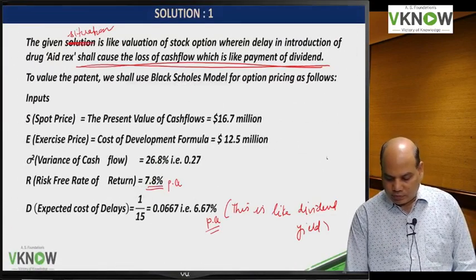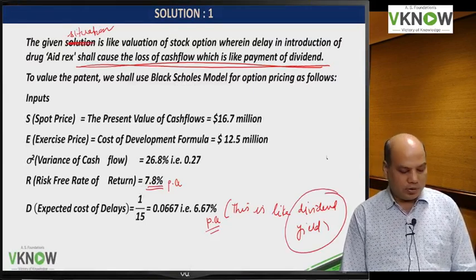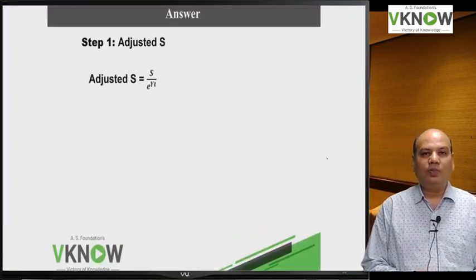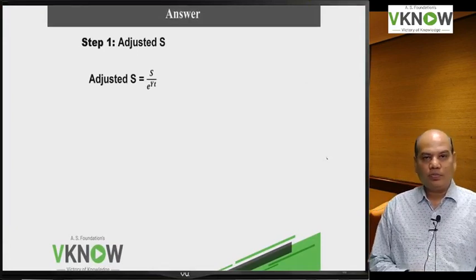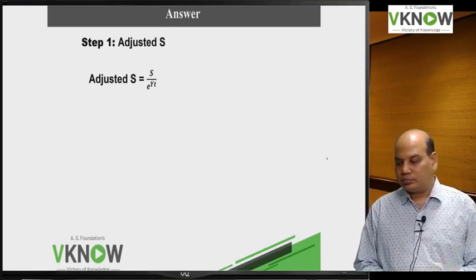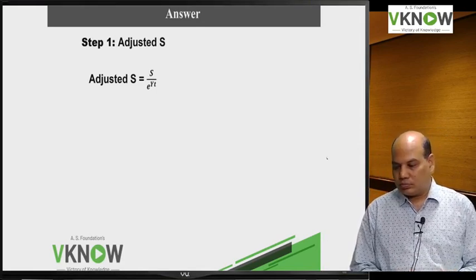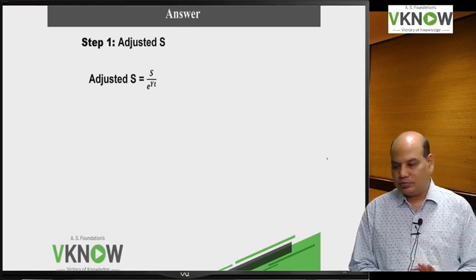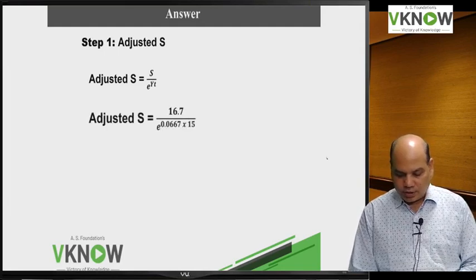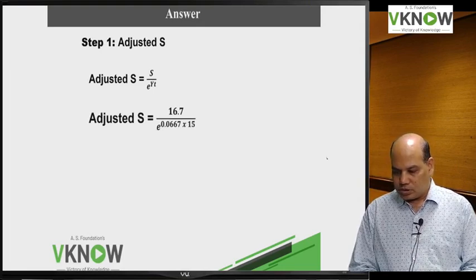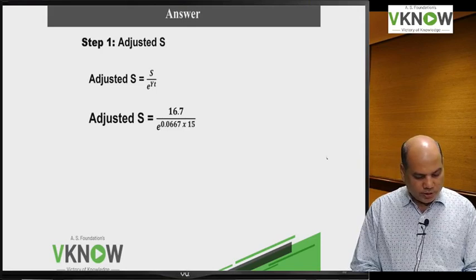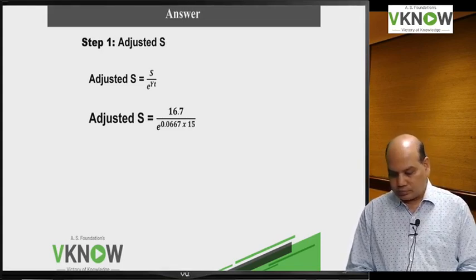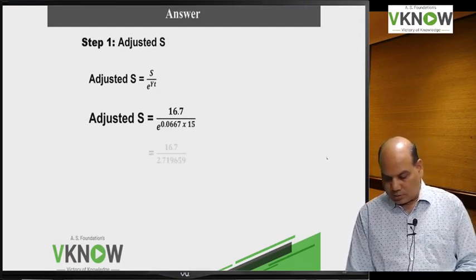Now whenever the dividend yield is given, the student will remember the spot price is adjusted by dividing the spot price by e to the power rt. I hope you remember, in the previous lecture on the option valuation model we discussed it. So adjusted S, whenever dividend yield is there, that 1 by 15, the cost of delay is equivalent to dividend yield, is S upon e to the power yt. 16.7 is the spot price and e to the power dividend yield 6.67%, 0.0667 into 15. You first simplify that.